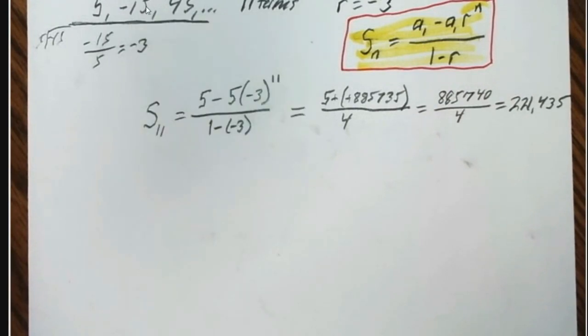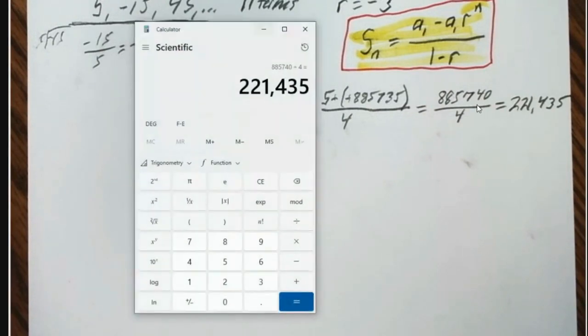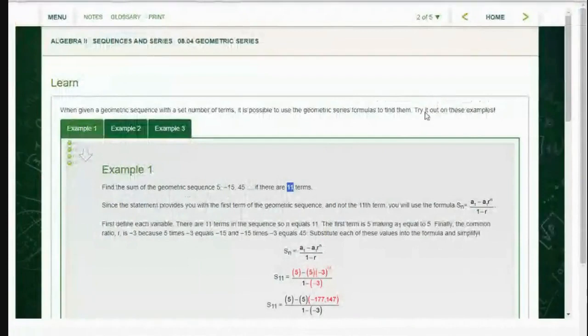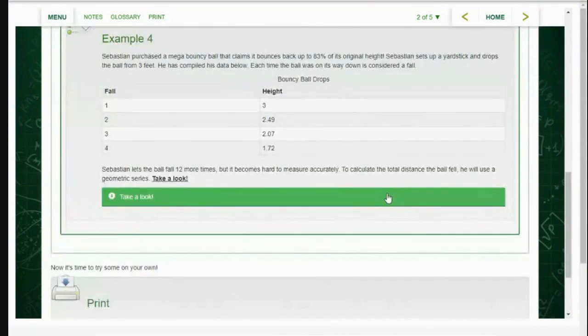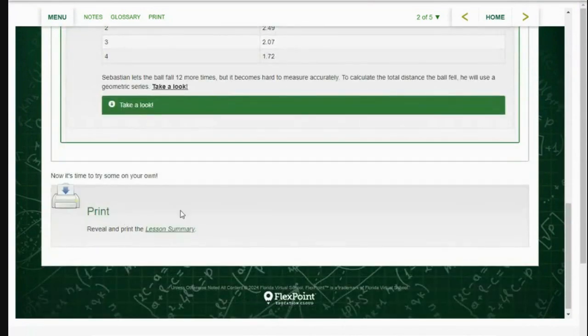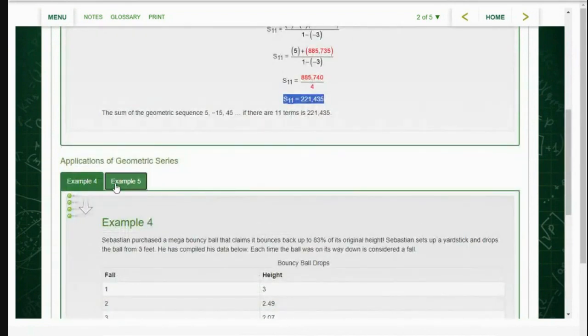But you have to figure out what all 11 terms are when you're multiplying by negative 3. And obviously, it gets really big. Let's see if they get the same answer. 221,435. Oh, not the right screen. There we go. There it is, 221,435. All right. Oh, lesson summary right here. There's more examples. Example 4, example 5.